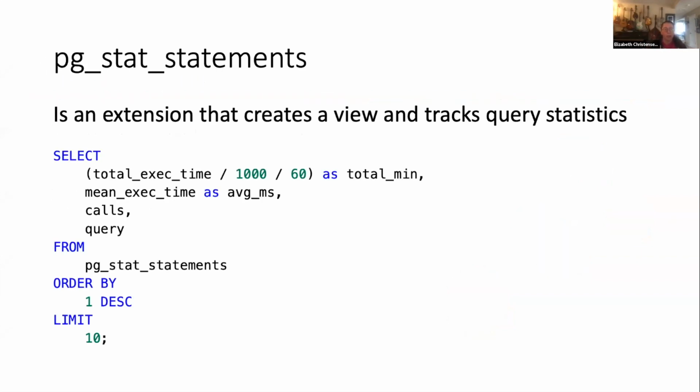PG Stat Statements is an extension that lets you track query statistics. It'll create a table for you, and then you can just write queries against that table and ask which queries are taking a long time, which queries are really slow. I think the sample query you have on the screen is just what are the 10 longest running queries.